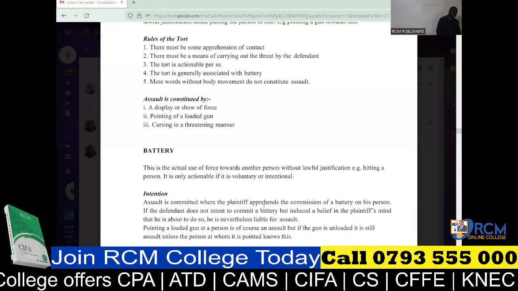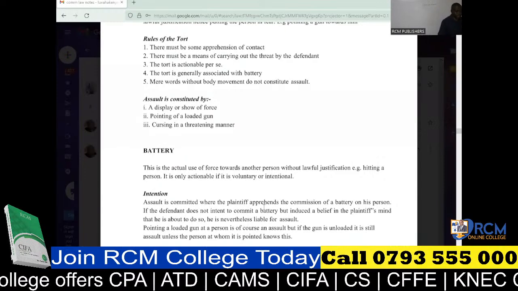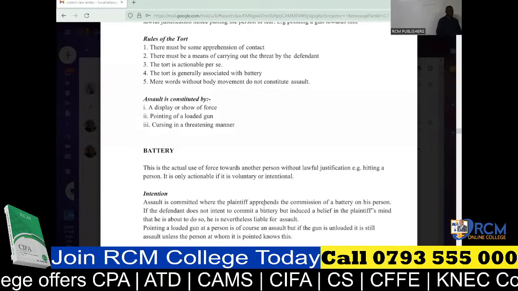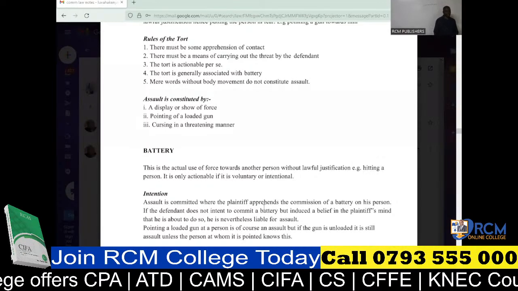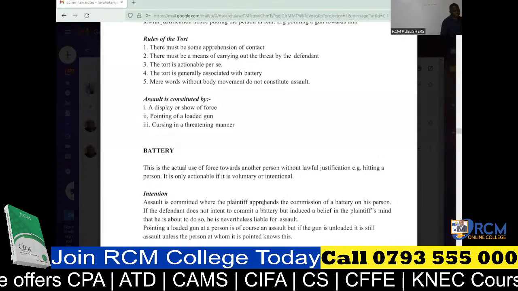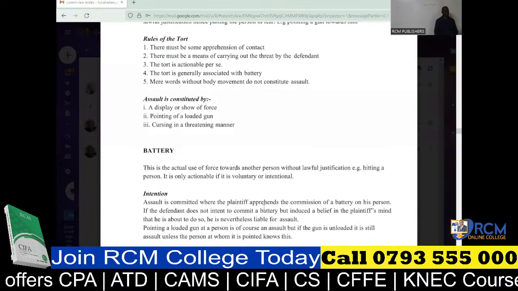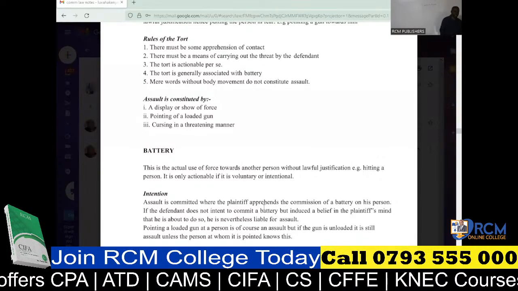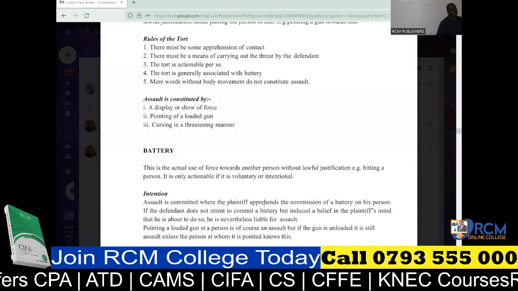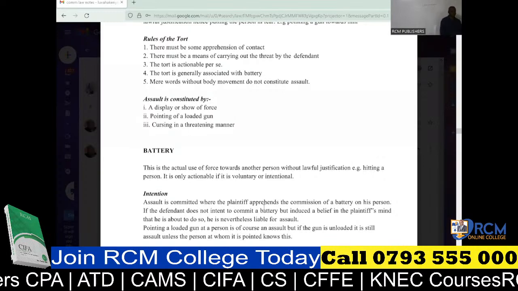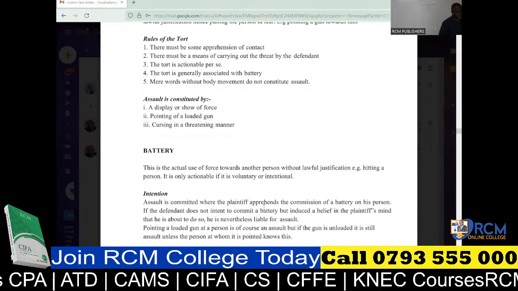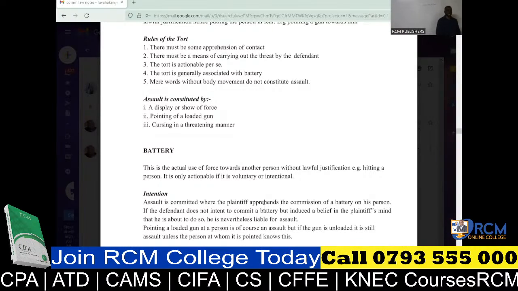Assault is committed where the plaintiff apprehends the commission of a battery on his person. If the defendant does not intend to commit a battery, but induces a belief in the plaintiff's mind that he is about to do so, he is nevertheless liable for assault. So if you just induce a belief in a person's mind that you will injure him, for example you threaten him and tell him, I'll injure you tomorrow, that is taken as assault and not battery.